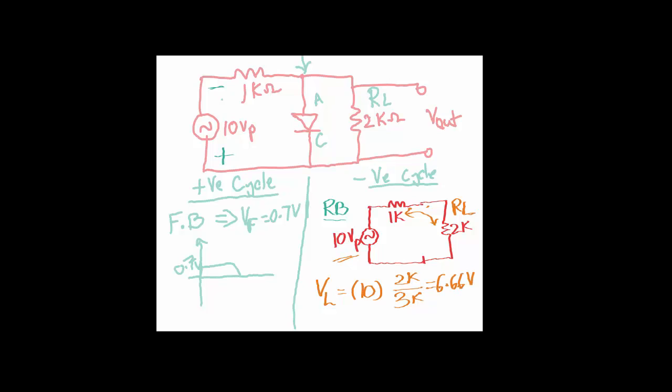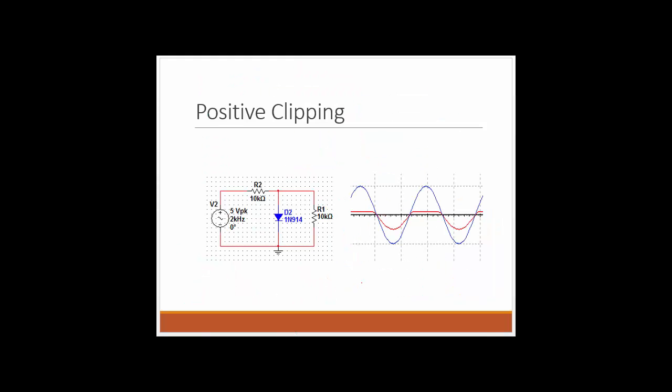So during the negative half cycle, there is not going to be any clipping, but what I'm going to see is 6.66 volts. So again, this particular circuit is a positive clipper because the positive peak is going to be adjusted. It will only clip the positive half cycle, but it will not clip the negative half cycle. So that is the positive clipping.